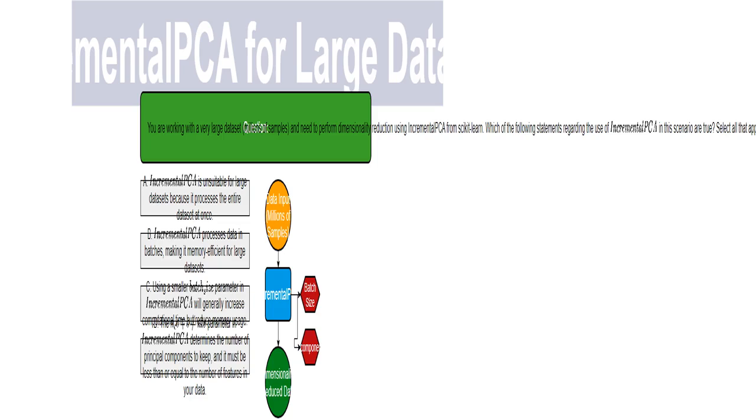I see this as the core concept. We're using incremental PCA, a special type of principal component analysis, PCA, designed to efficiently handle massive datasets that don't fit into memory all at once. This is the problem statement. I'm given a big dataset, millions of samples, and need to use incremental PCA to reduce its dimensions. The goal is to identify which statements about using incremental PCA in this situation are correct.